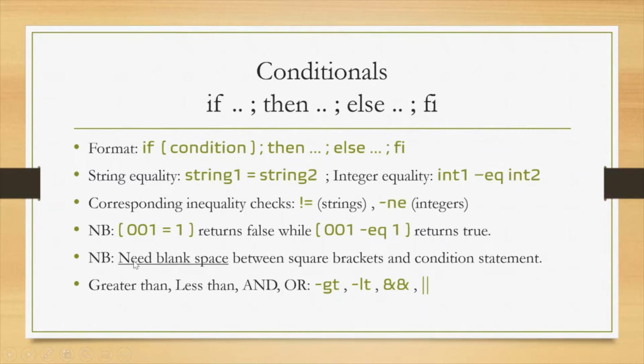And also note you need a blank space between the square brackets and whatever you write inside, otherwise it will give you an error. The symbols for greater than, less than, and or are as shown here, which are -gt, -lt for lower than, and sign for and vertical bars for or.